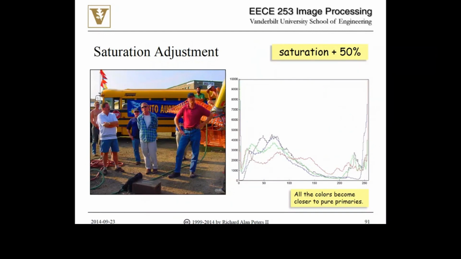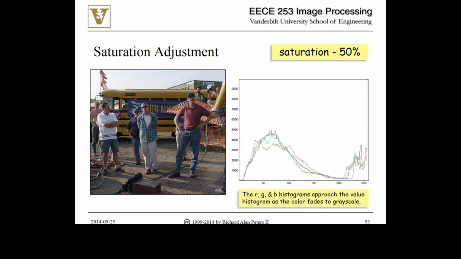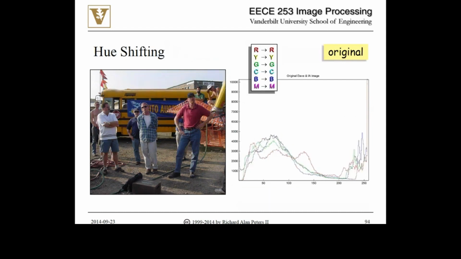I don't find any other way. And you get closer to the R, G, and B. And then you can decrease the saturation, and now you get closer to gray.